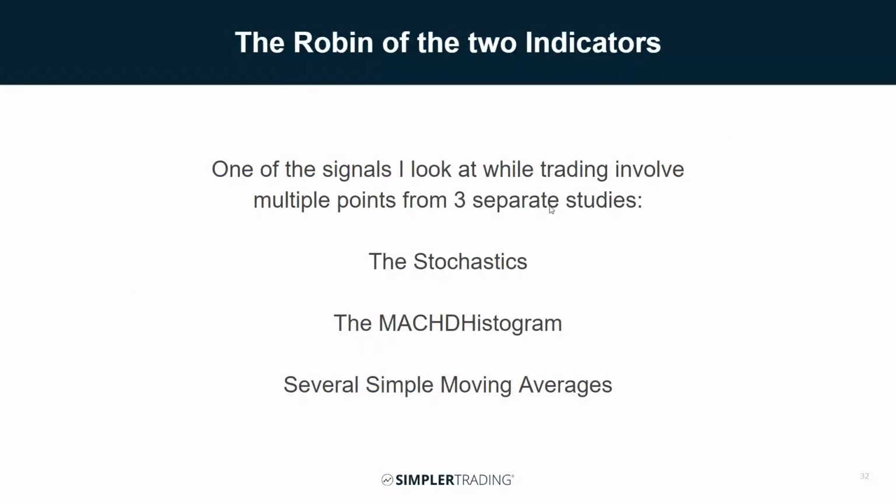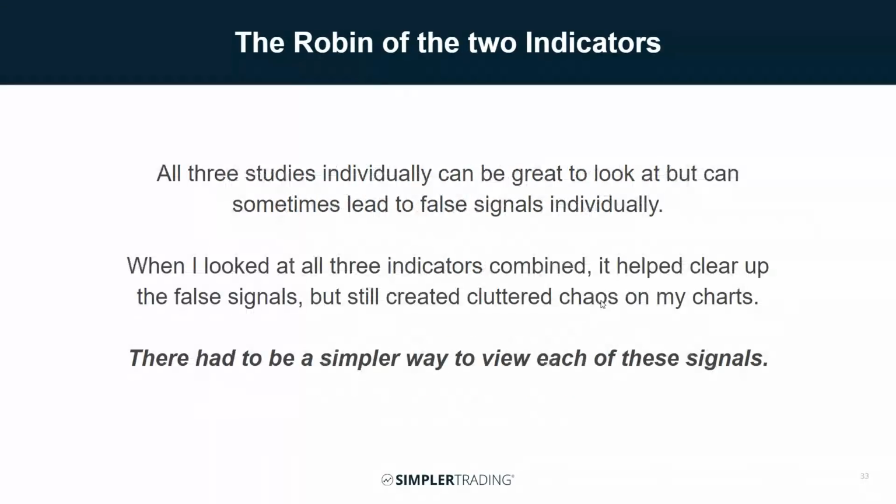The Robin of the two indicators, right, the helpful sidekick, was the compound breakout tool. This is an indicator that's actually created off of multiple signals that I take off of 3 separate studies. The studies are the stochastics, the MACD histogram, and several of the simple moving averages that I like to use. So I looked at multiple signals off of each of these indicators and tried to have them line up to give me a valid signal, which is what the compound breakout tool does.